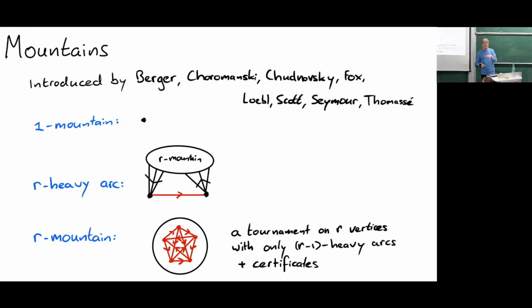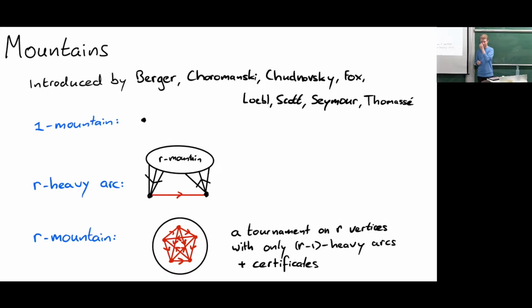And then we define an R-mountain to be a clique of R vertices such that any arc within this clique is R minus 1 heavy. And here I actually mean clique in the undirected sense. And we also, additionally in that R-mountain, include all the certificates that these are R minus 1 heavy, so we include the R minus 1 mountains, showing that these arcs are R minus 1 heavy.